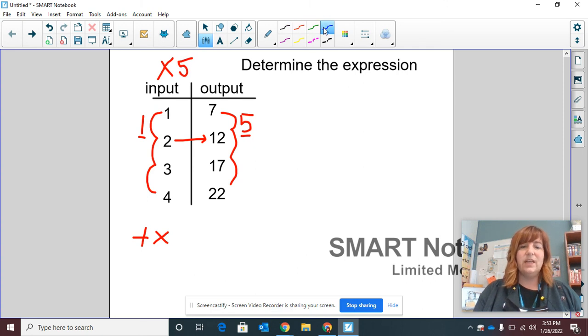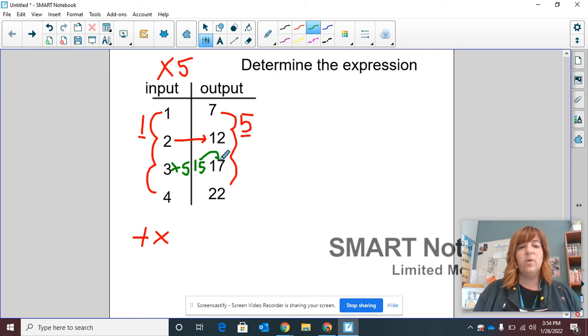Now, the next thing we need to do is check. I don't like to go with the first one, so I'm going to go down here to 3. So 3 times 5. Well, 3 times 5 is 15. The problem is I need to be at 17. So I didn't make a mistake. It just means it has one more step.